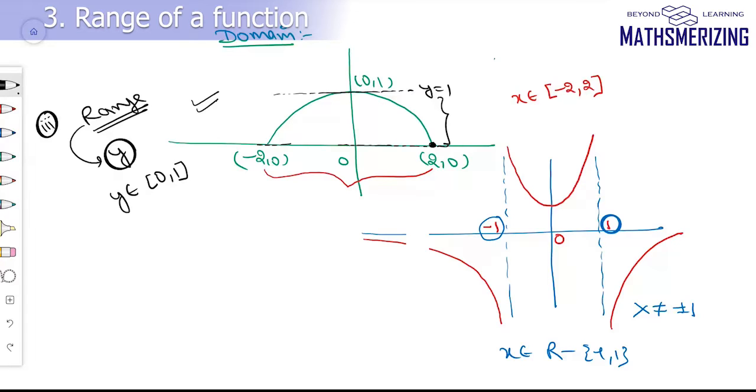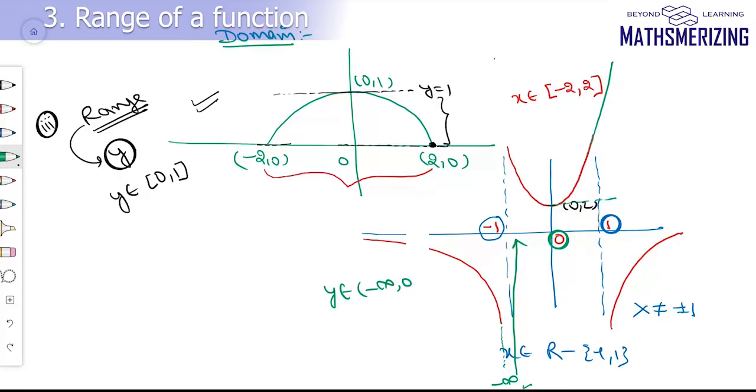Now, what about this second one? Now it starts from minus infinite and then it goes all the way up to 0. Now there is no graph between 0 to 2, and then from y equals to 2 to infinite, again the graph exists. So in this case, y can take all the values from minus infinite to 0 and then from 2 to infinite. So I'll simply write the range of this function is y belongs to, so from minus infinite to 0.